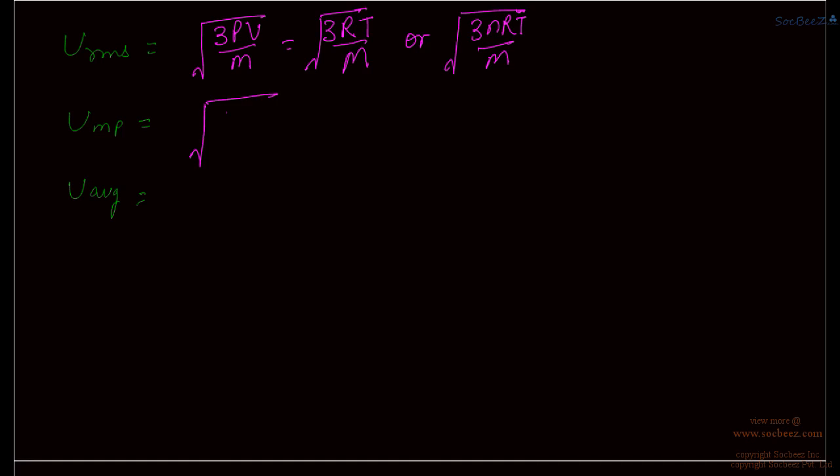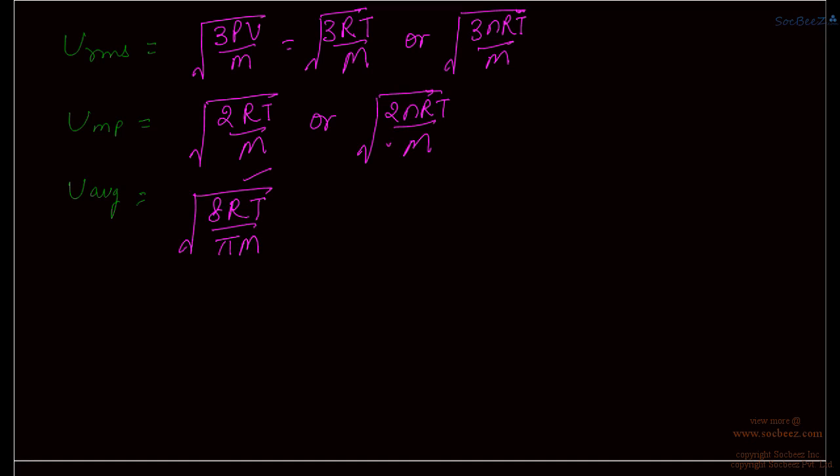Most probable speed will be under root 2RT upon M for 1 mole, or under root 2nRT upon M for n number of moles. Similarly, U average is under root 8RT upon pi M or under root 8nRT upon pi M.